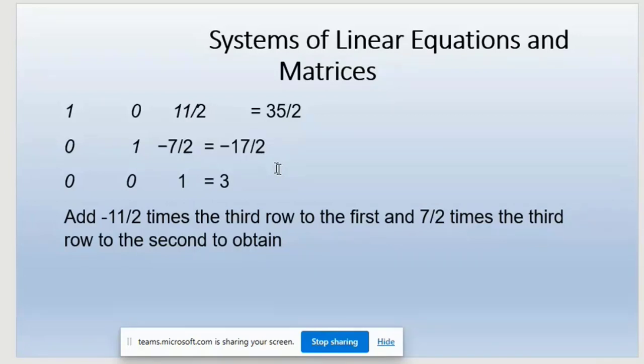Please, what I'm requesting you to do, from this system, we see that our value of z is equal to 3. What I'm requesting you to do is to focus on the second row. From the second row, this is what we are having. We are having y minus 7 over 2 z. In the place of z, we put that 3, which is equal to minus 17 over 2. Then we solve for the value of y. Am I clear?